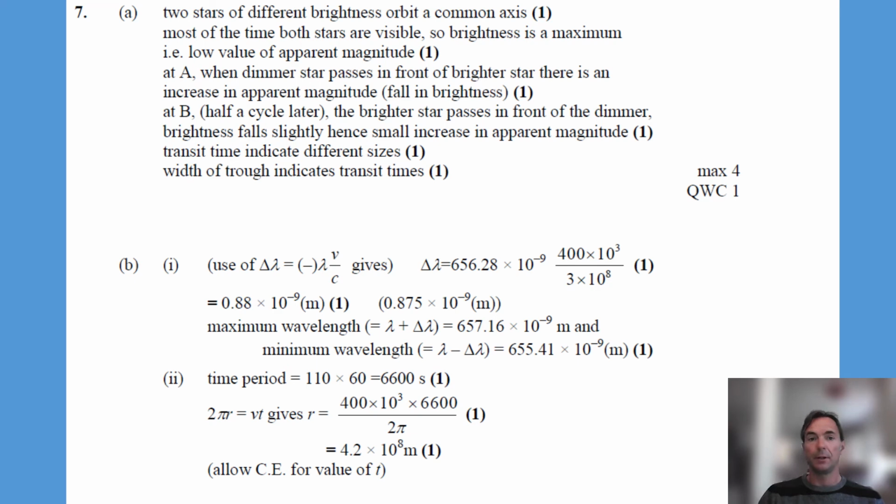Okay, so there we are. We've got the full explanation. 1, 2, 3, 4, 5. It's out of 4 marks on this one. It says maximum 4, but it could be a 6 marker. And 7b, which is the one that I had before.